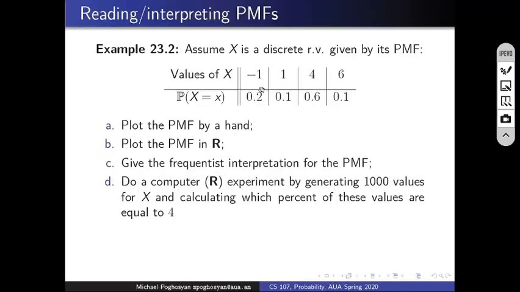So going back to our example, what this means is, if we generate a lot of values for x, if we do that experiment again and again and again and calculate the values of x, then most of the time, almost 60% of the time, we will have 4, and 10% of the time we will have 6, etc. So this is one of the interpretations, and I wanted to show that to you.